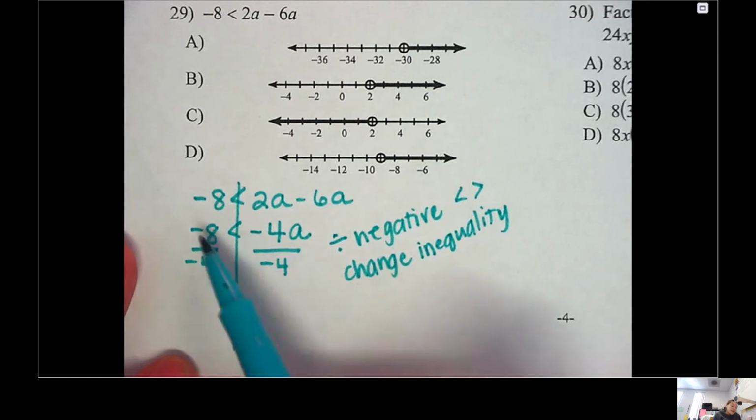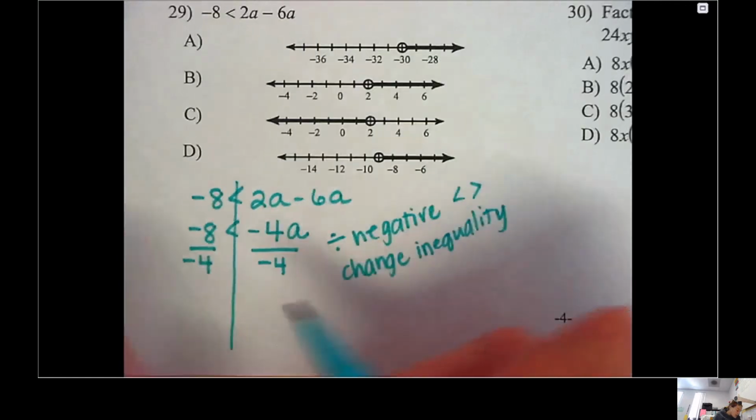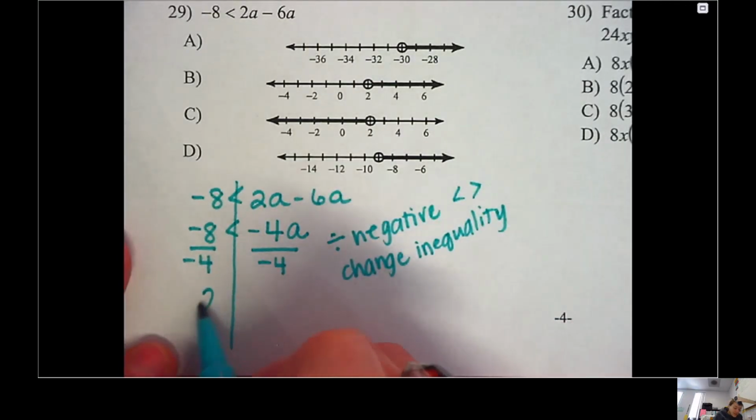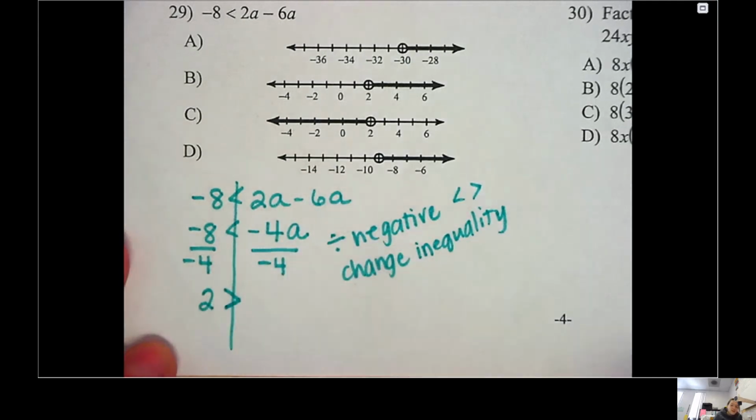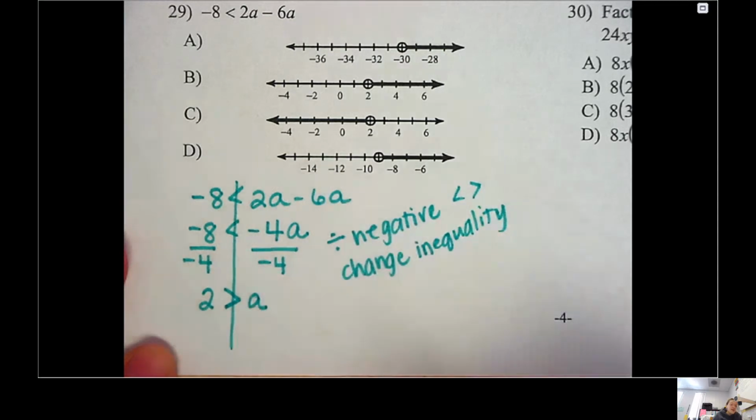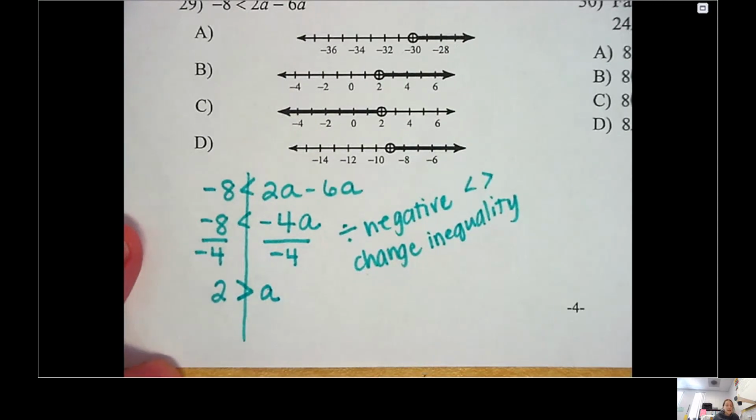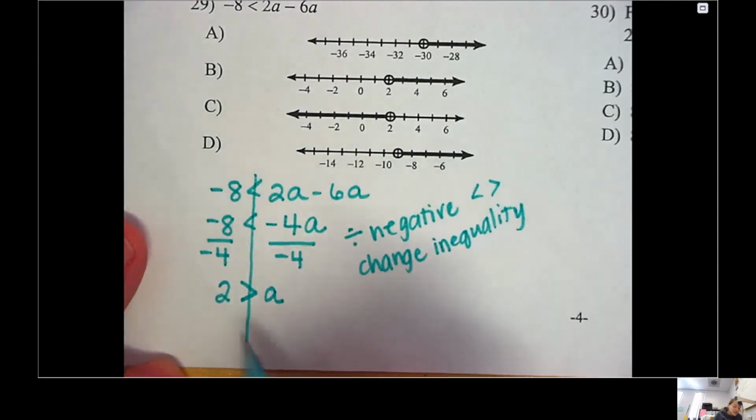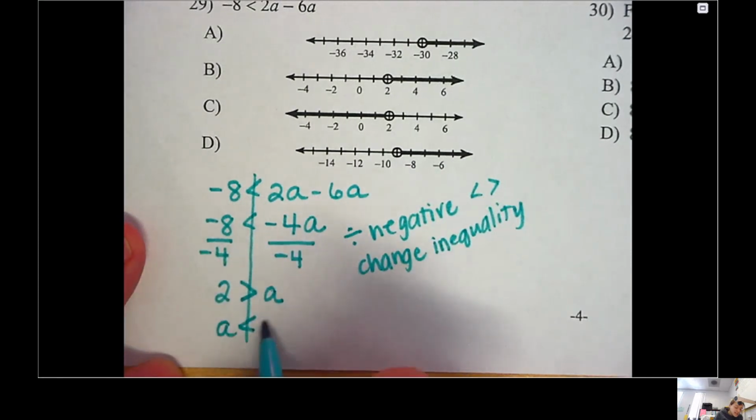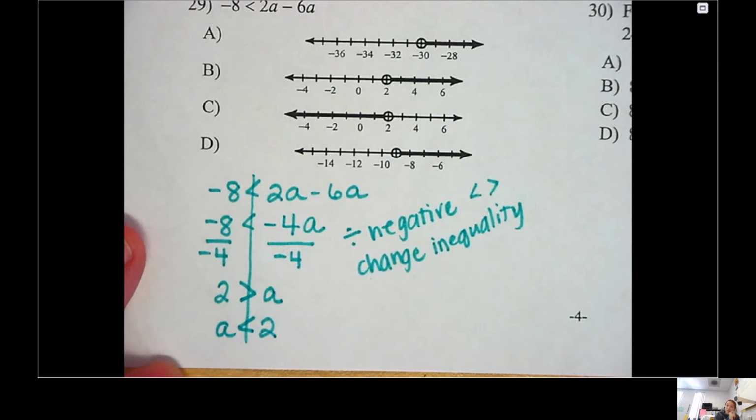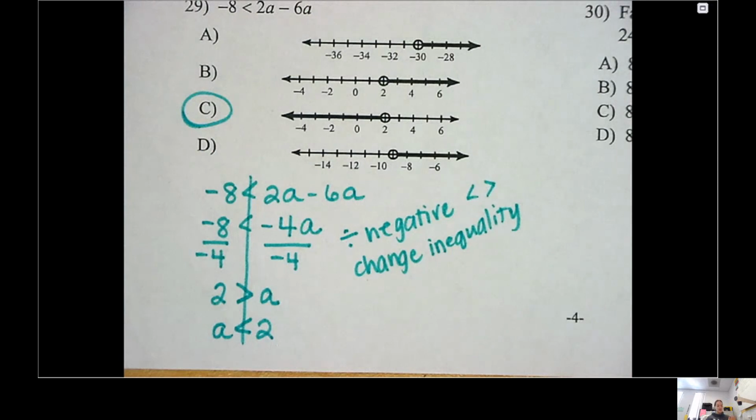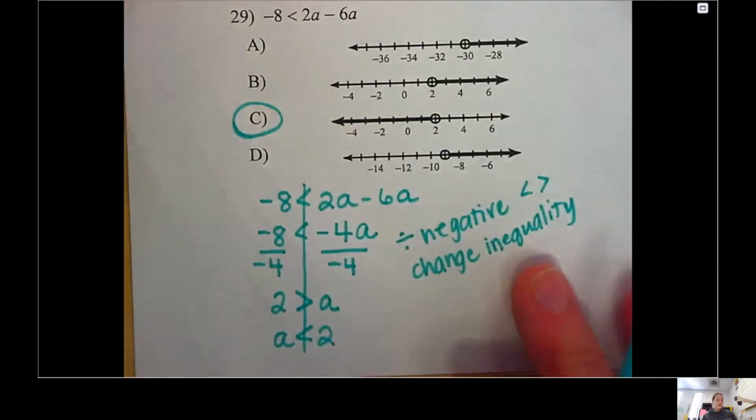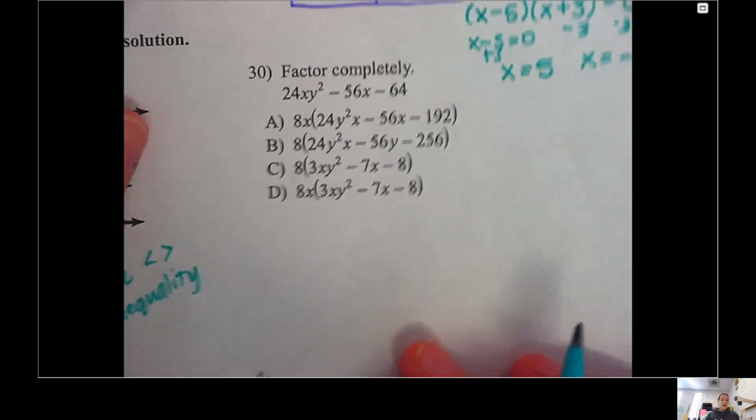So negative 8 divided by negative 4 gives me a positive 2, and I have to turn my inequality the other way. And so now it says 2 is greater than a, or in other words, if you like reading it the other way, I would just flip this whole thing. That is the same as saying a is less than 2. So I find the a less than 2, that's letter C. It's the only one.